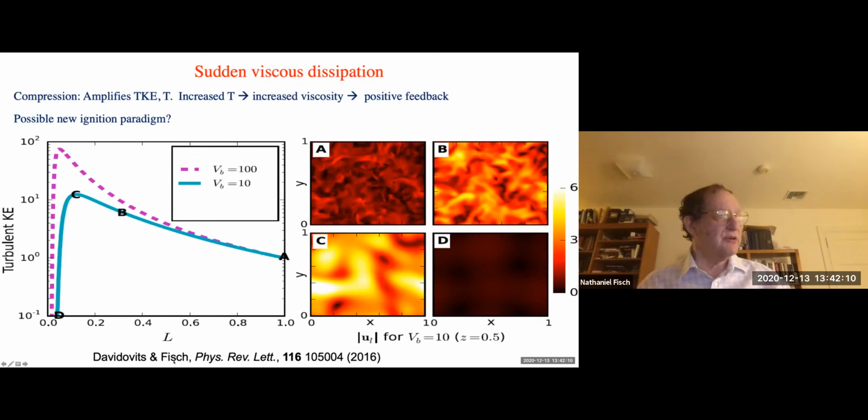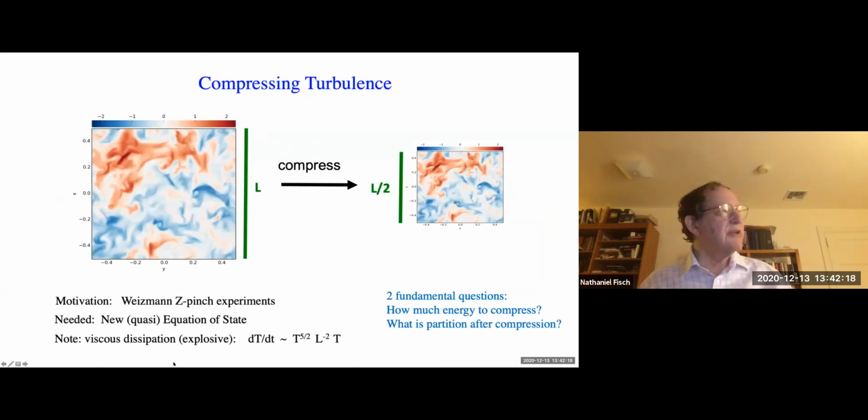This actually turned out to be the thesis of Seth Davidovitz. And you have something very interesting. I should say over here that we're making use of the fact that the viscosity in a plasma, as opposed to neutral gases, is very sensitive to temperature. It scales as temperature to the 5/2. So you have an explosive thing happening.